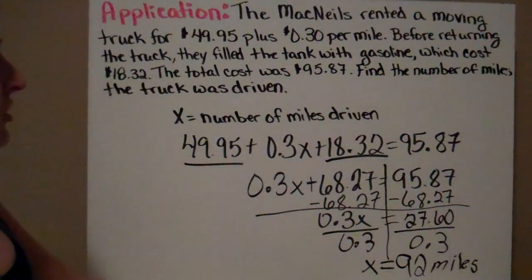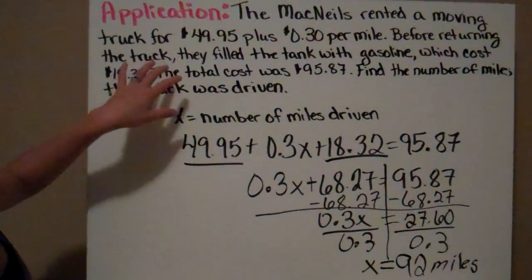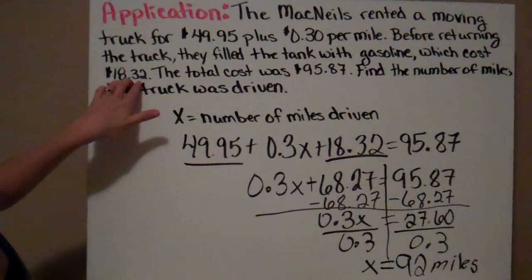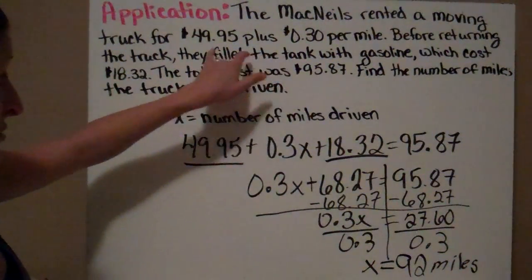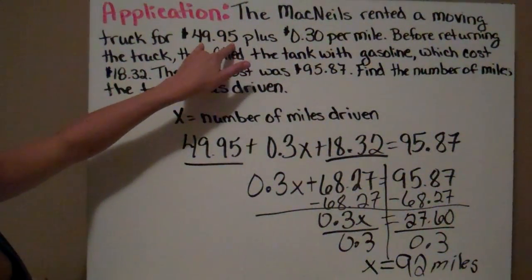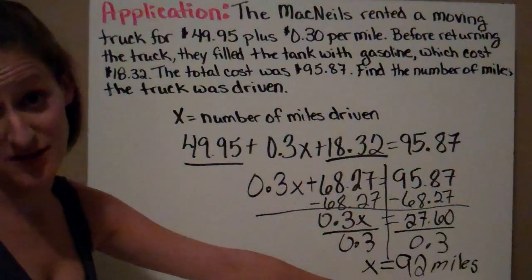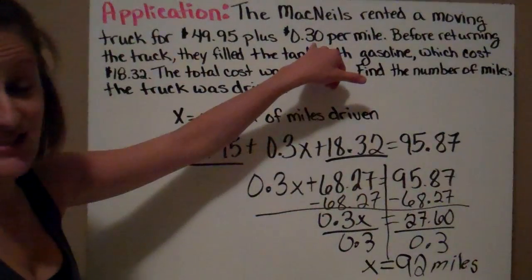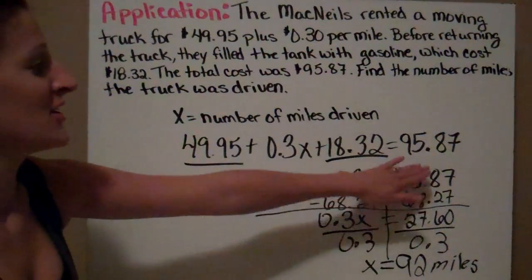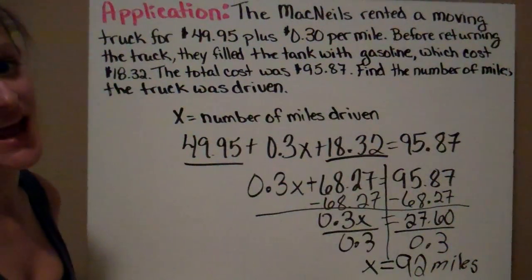So, you know that this truck, they paid $18.32 in gas, plus your base price of $49.95. That together, along with 92 miles of driving at 30 cents per mile, they spent a total of $95.87.